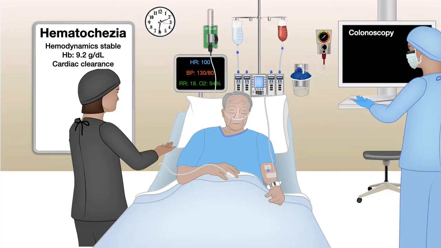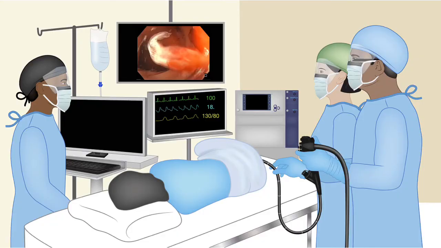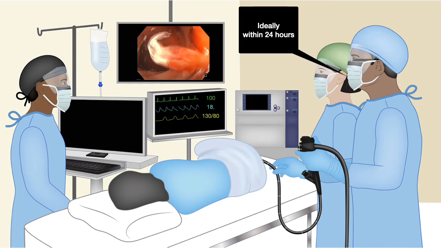And when it comes to the ideal timing for colonoscopy, the outcomes have been shown to be good if you perform a colonoscopy within the first 24 hours, anywhere between 12 to 24 hours after the admission with GI bleeding. As you know, once the patient is in the hospital with GI bleeding, it takes time to resuscitate them and clean their colon before you could consider colonoscopy.